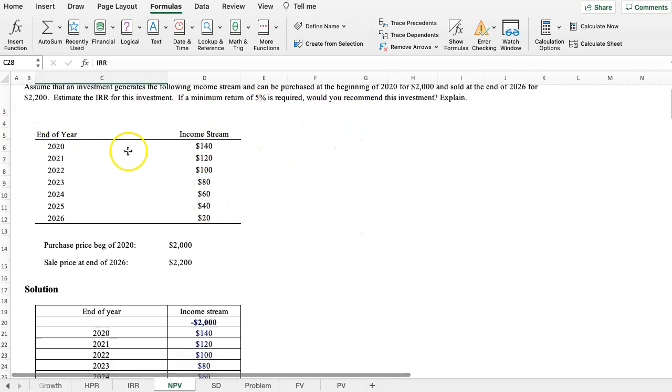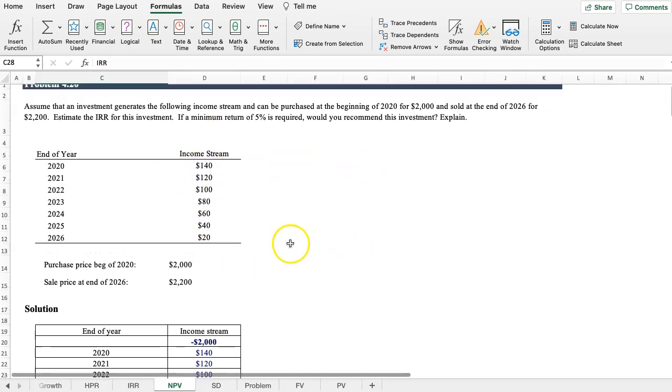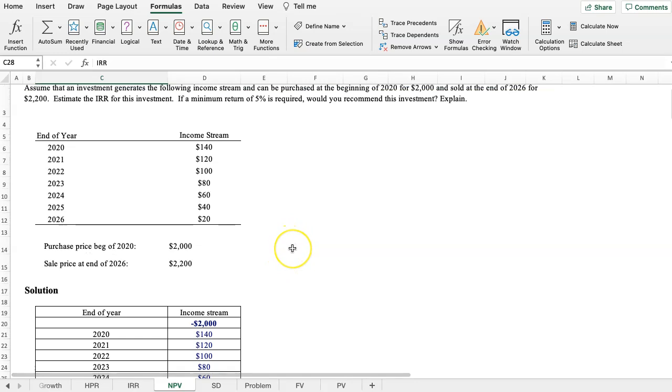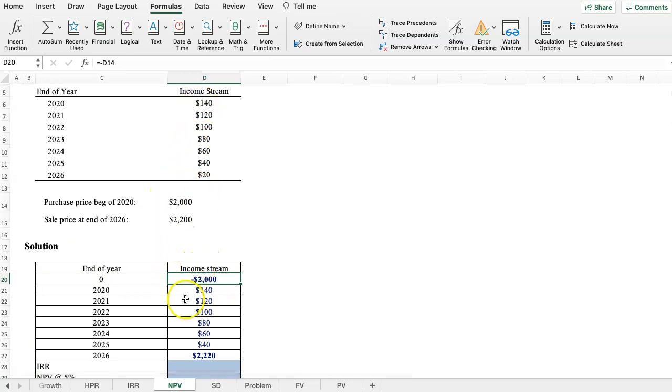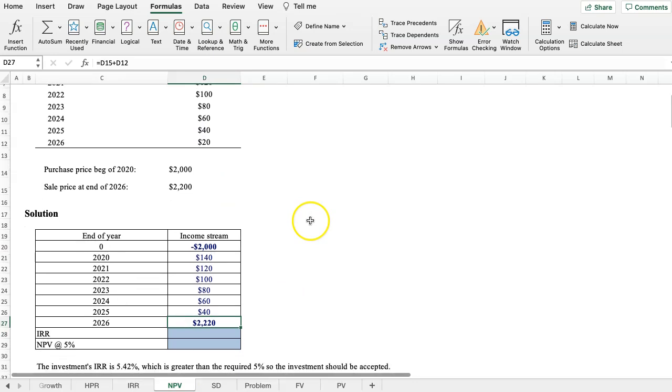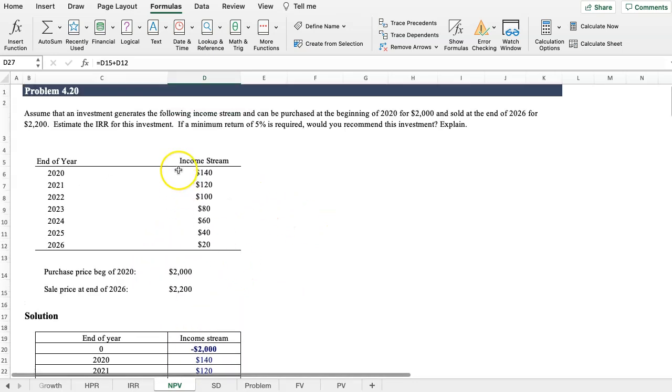Okay, so here are the income streams. Here are the years. It tells us we have an initial purchase price of the investment at $2,000. So this is really year 0 here. We pay the $2,000 investment. The cash flows are just copied in here. And in 2026, we have the sale price at the end of 2026 of $2,200 plus the 20. That's how you get to 2,220 right here, adding those two together. Okay, so here we go. These are our income flows from this investment stream.